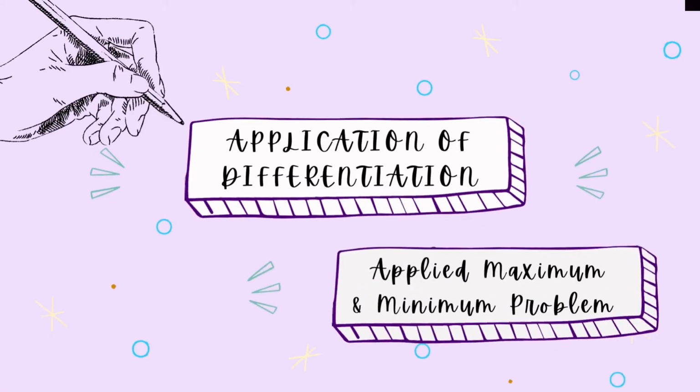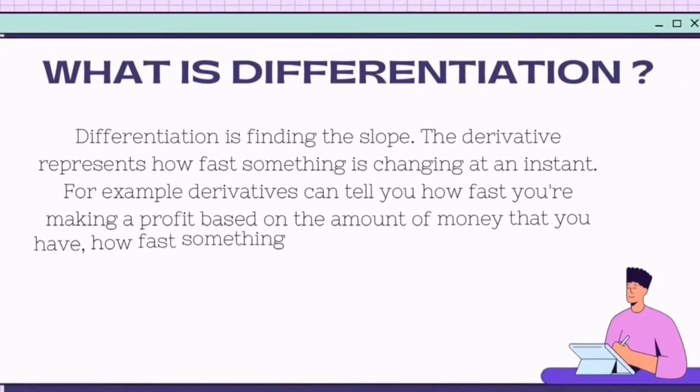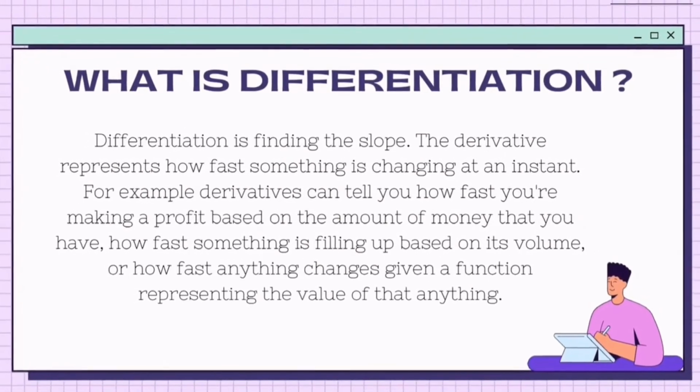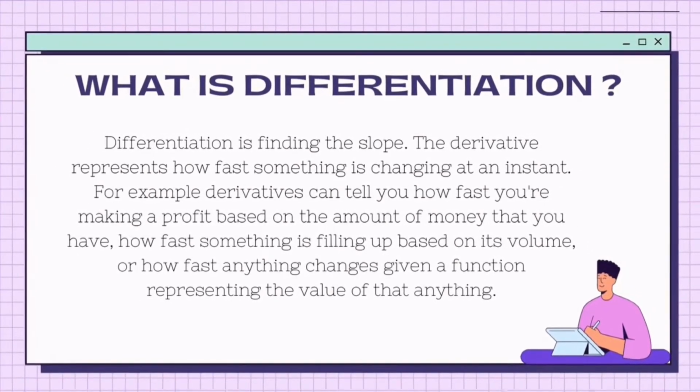In detail, our question is about applied maximum and minimum problem. What is differentiation? Differentiation is finding the slope. The derivative represents how fast something is changing at an instant. For example, a derivative can tell you how fast you are making a profit based on the amount of money that you have, how fast something is filling up based on its value, or how fast anything changes given a function representing the value of that anything.